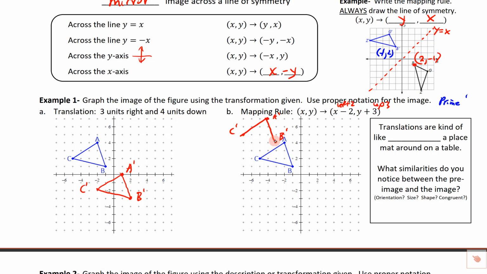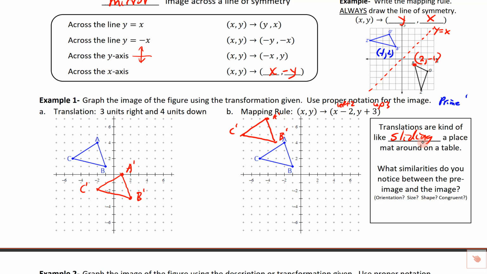So let's go ahead and draw those. Doesn't have to be perfect. You can see what went on here. You can see that this is the image and this is the pre-image. And it does look like we went left 2 and up 3. So translations are kind of like sliding a placemat around on a table.